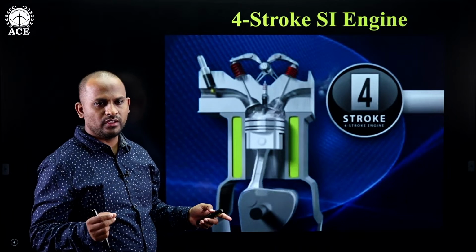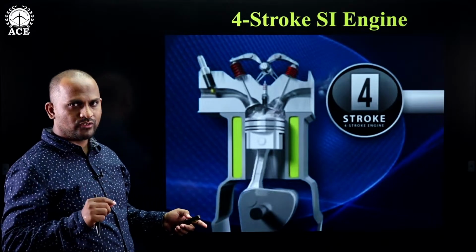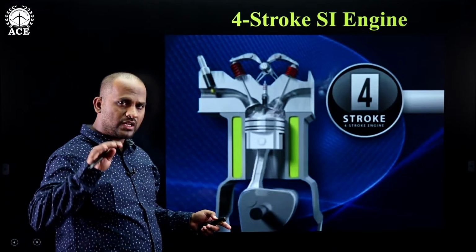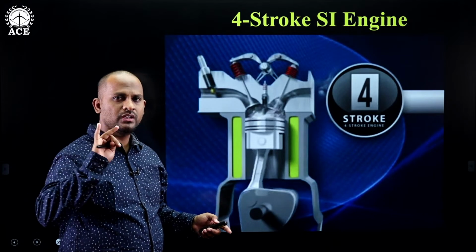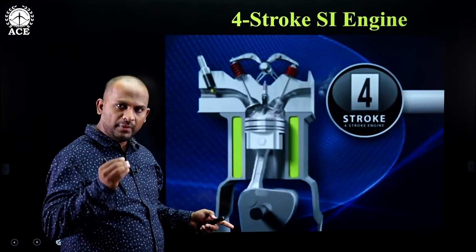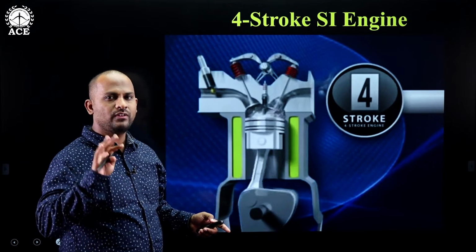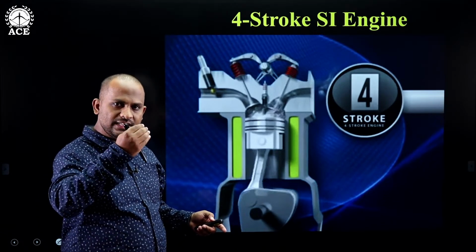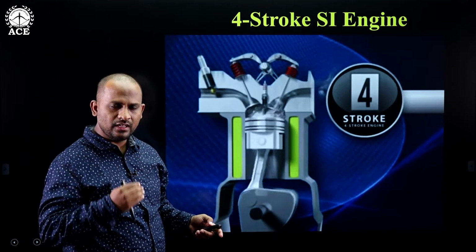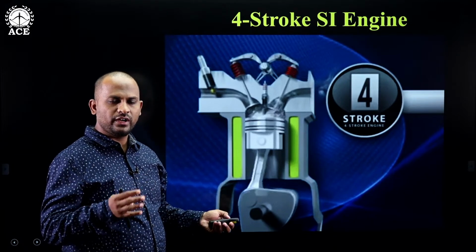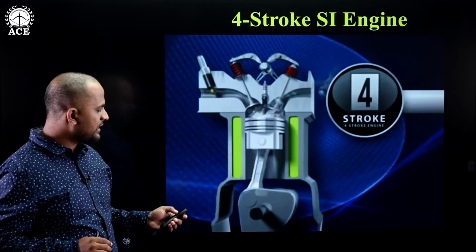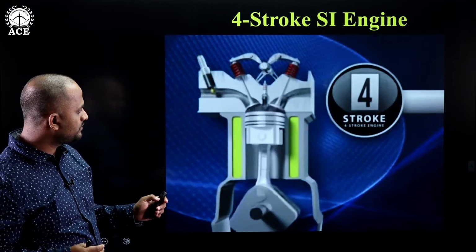What is meant by stroke here? Stroke is nothing but a single travel of the piston. Now how many processes do we have? We have 4: suction, compression, expansion and exhaust. To complete these 4, the piston has to travel 4 times between TDC and BDC, which we call a 4-stroke engine. Now let us start with the first process.